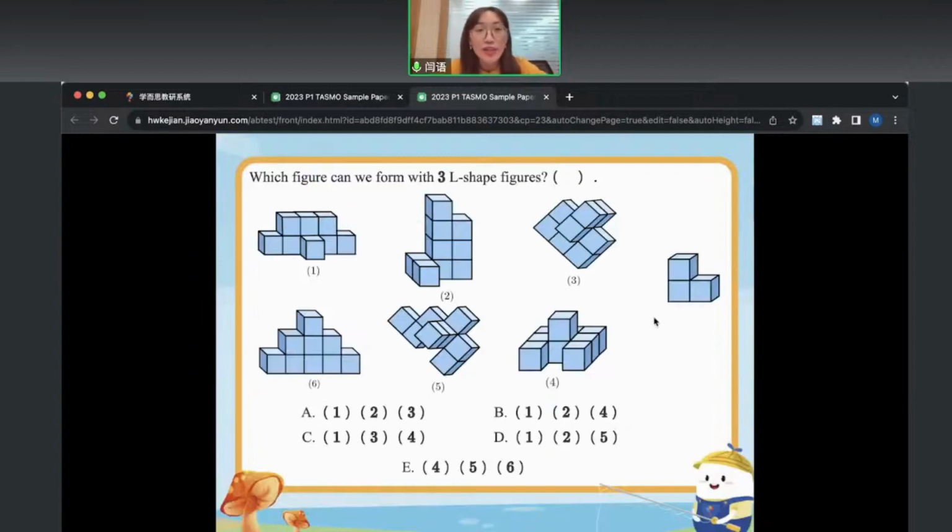OK, the last one. Which figure can we form with 3 L-shaped figures? OK, so can you find the L-shaped figure? Look, this is the L-shaped figure. OK, so now everyone try to figure out. What's your answer? Could you please share with me?